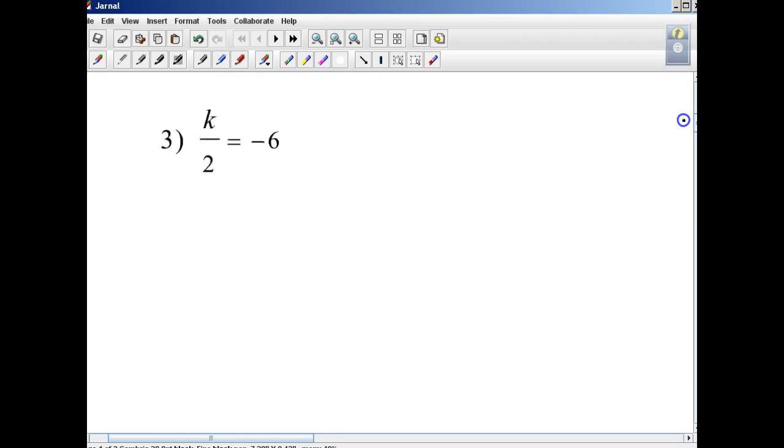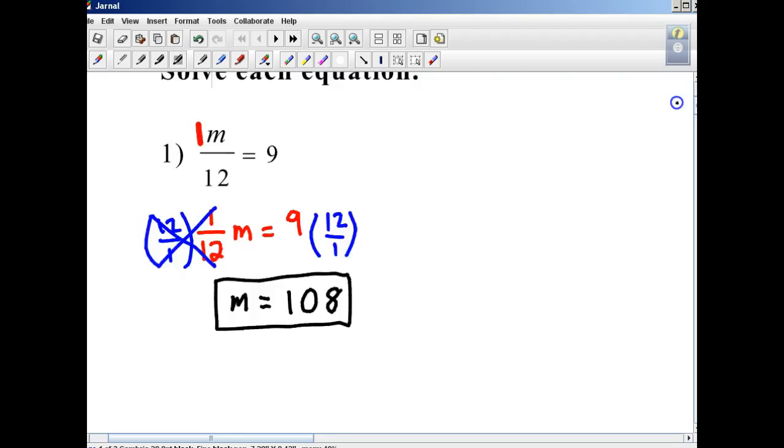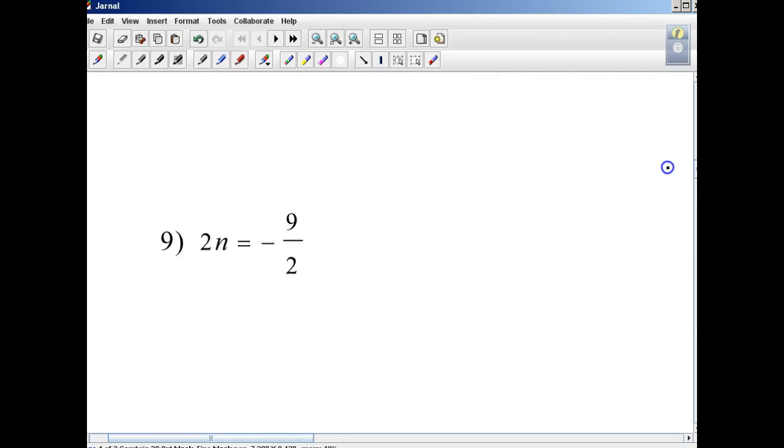Any requests on the left column? Any other problems you'd like me to go through? 3, 5, 7, whatever you like. So everybody can do those. Let's flip it over then, go to that.